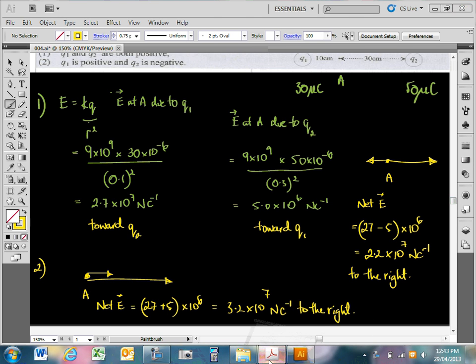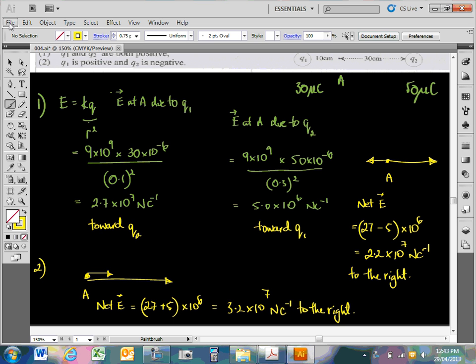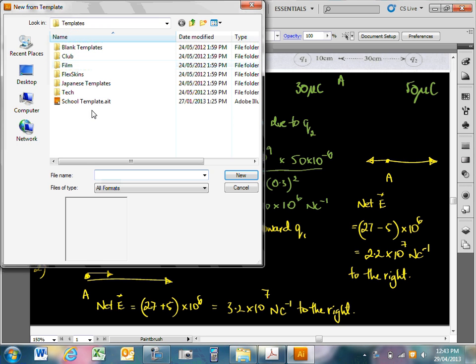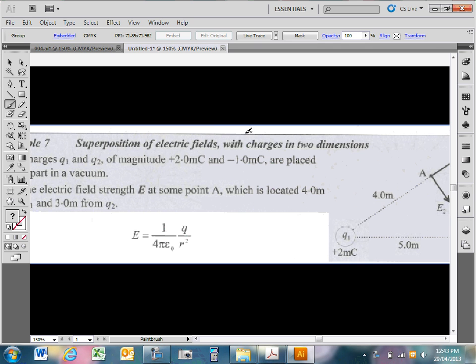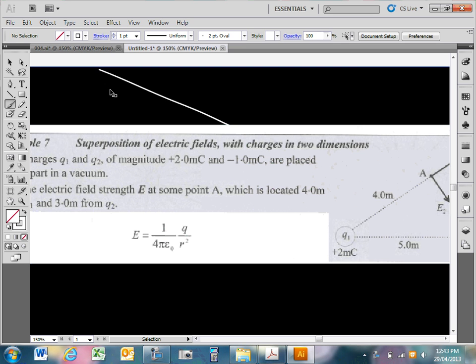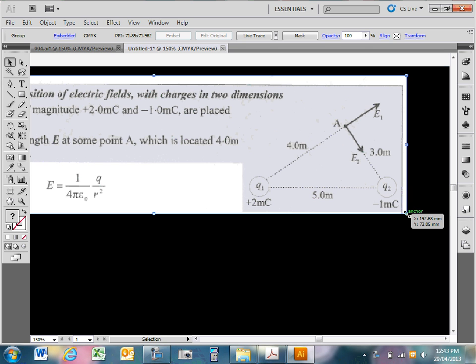Okay, we'll go on to another question now. This one here is the last thing that I copied by the looks of things. That's okay. It's good. Here's a two-dimensional problem.